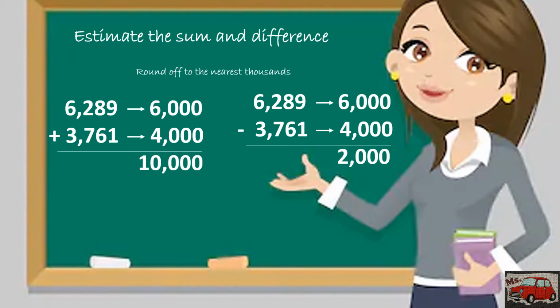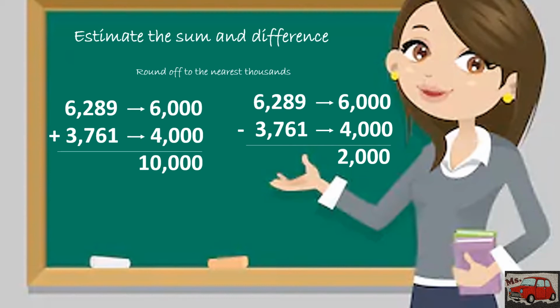Si 3,761, since yung 1,000 natin is 3 at ang katabi niya is 7, 7 is more than 5, so yung 3 madadagdagan ng isa. So, 3,761, when we round it off to the nearest thousands, that will become 4,000. So, add na natin yung 6,000 at 4,000, then we have now 10,000.